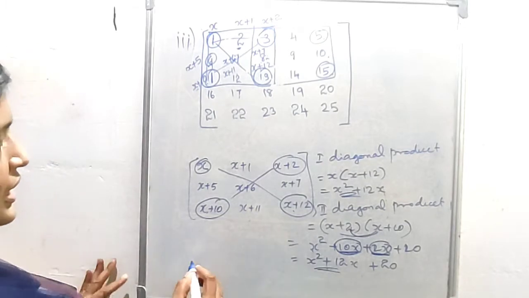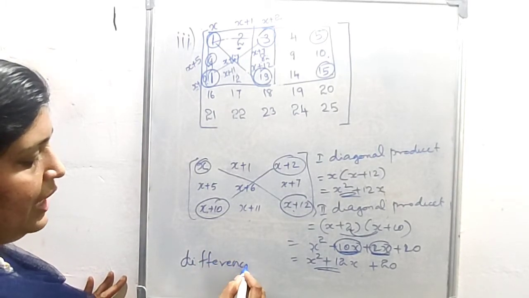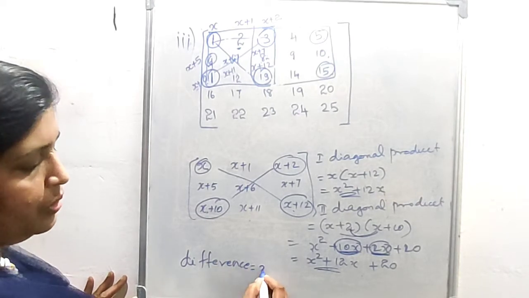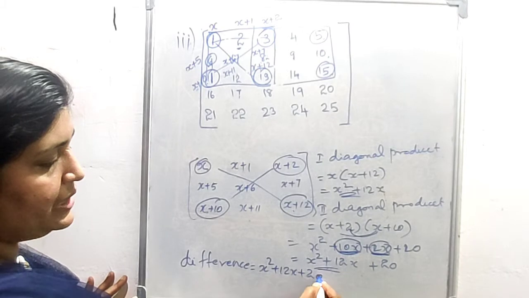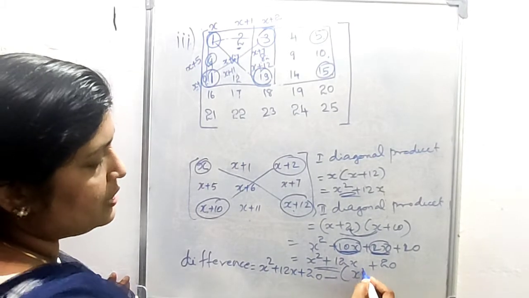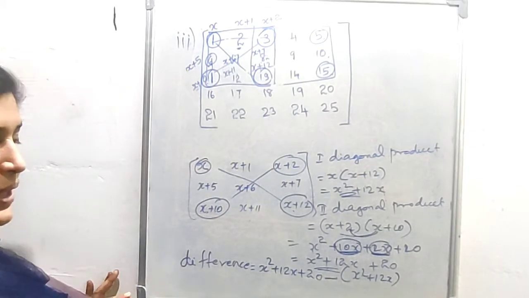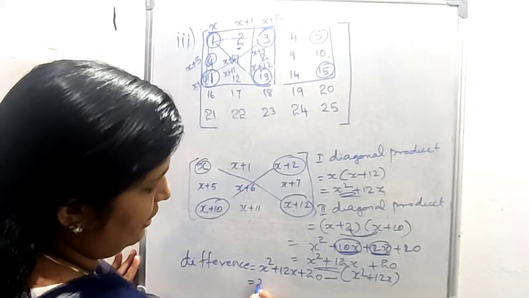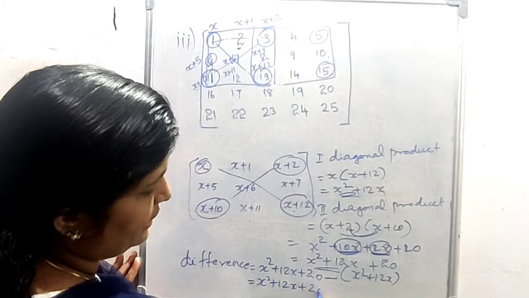Then what will be the difference in the diagonal product? The difference is equal to x square plus 12x plus 20 minus x square plus 12x. So that is equal to 20.